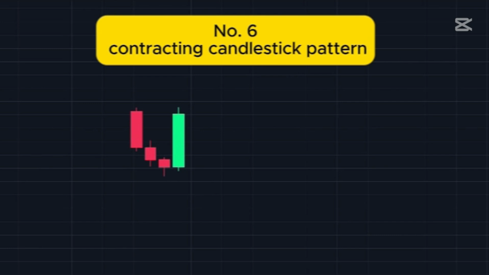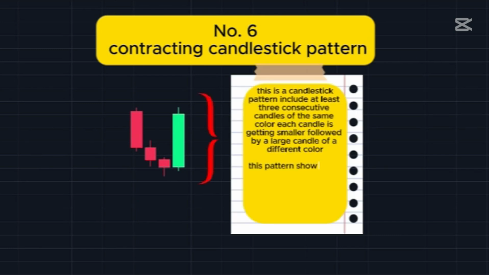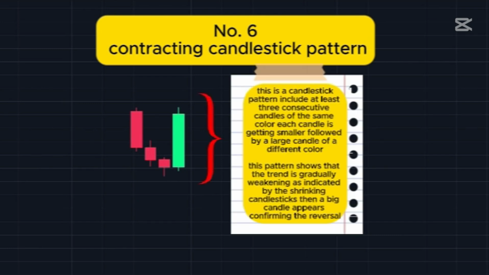Pattern 6 is a contracting candlestick pattern. This is a candlestick pattern including at least 3 consecutive candles of the same color. Each candle is getting smaller, followed by a large candle of a different color. This pattern shows that the trend is gradually weakening as indicated by the shrinking candlesticks. Then a big candle appears confirming the reversal.